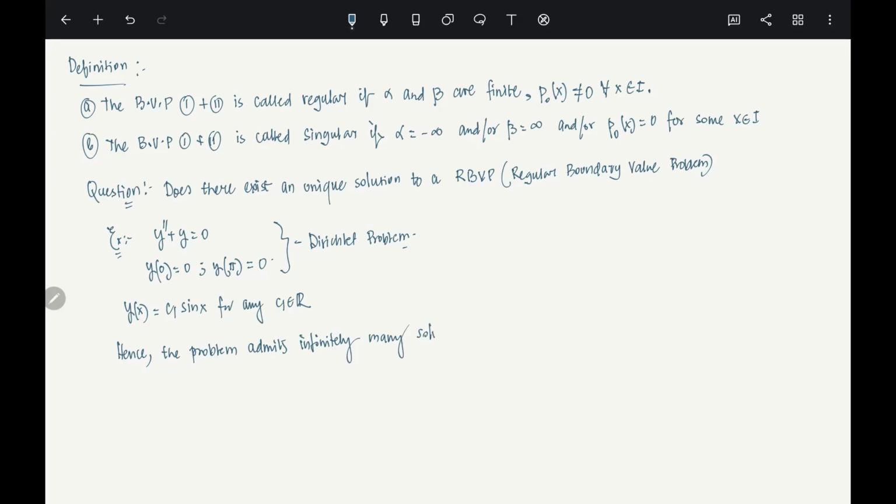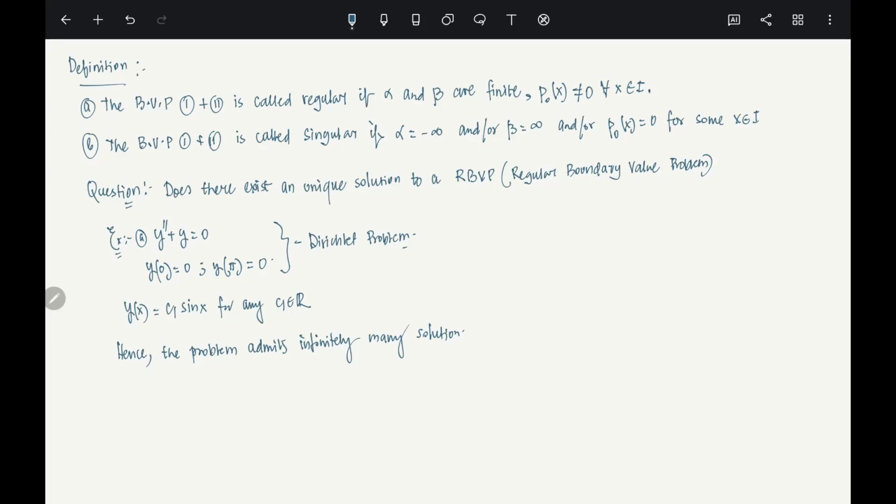Infinitely many solutions. So this is a huge departure from the theory of initial value problems. Once the initial data is fixed, for these sort of equations I know that there exists a unique solution on the whole of R. But here, two-point data is given, and the first example shows that there are infinitely many solutions. But the question is: does it always have infinitely many solutions?